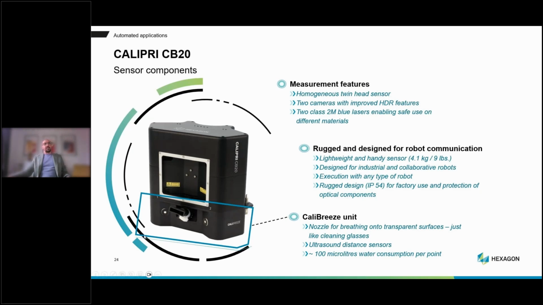And down here we have the CaliBreeze unit. Basically it's a nozzle and a heating spiral behind that. What we do is we push approximately 100 microliters of distilled water through a heating spiral, which will create a condensation, a kind of fog, which will condensate on the surface. Also, don't worry, for security reasons, the condensation is at a very low temperature. It's not super hot or something. You can hold your hand in front of it without burning yourself.